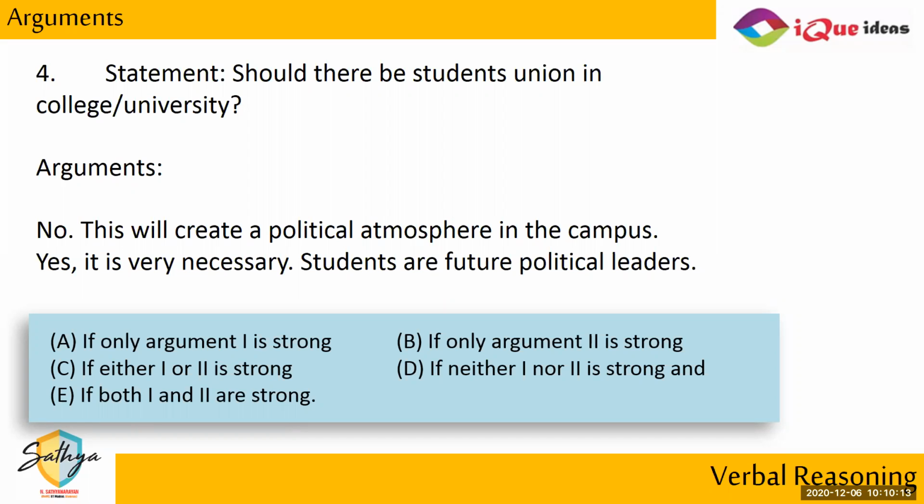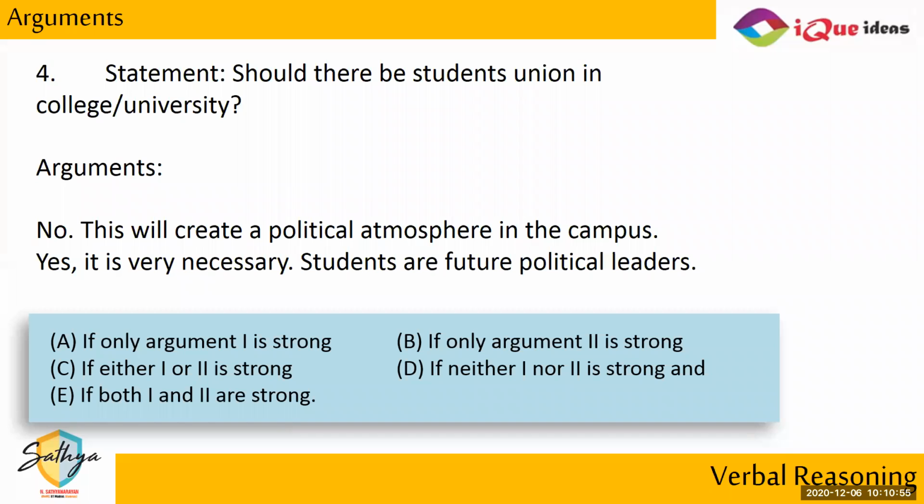So consider this. Both yes and no individually are strong arguments. And are they contradicting each other? No, they are not. Right? In general, political atmosphere जो होता है वो खराब है. लेकिन at the same time, it is not that students who are going to be future political leaders don't need it. Right? So it is not contradictory. Both of them are true at the same time. इसमें प्रॉब्लम ये है कि both of them are actually true.